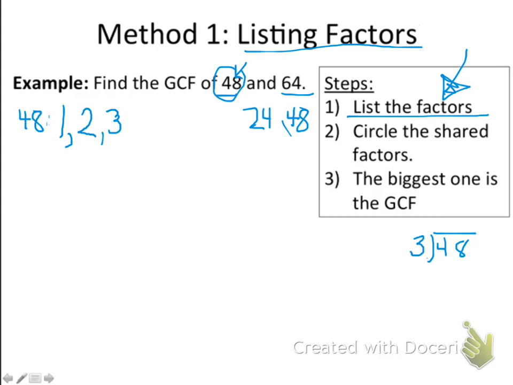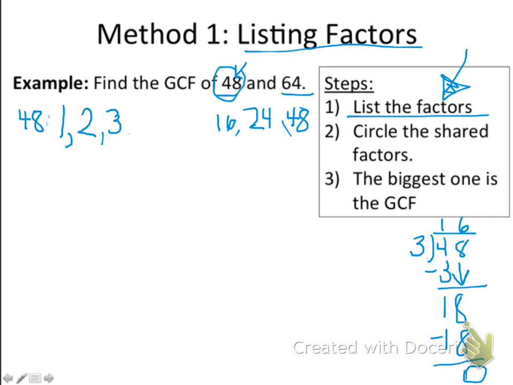How many times can 3 go into 48? 3 times 1 is 3. We subtract that and we get a 1. We bring down the 8. How many times can 3 go into 18? That's 6 times. And 6 times 3 is 18. We subtract it, get a 0 remainder. Awesome. So we know that 3 times 16 gives 48.